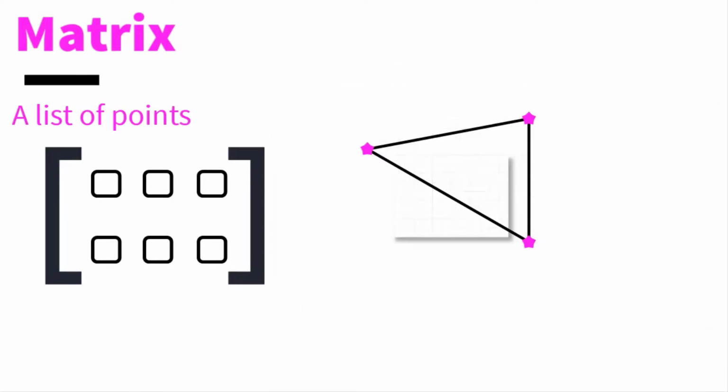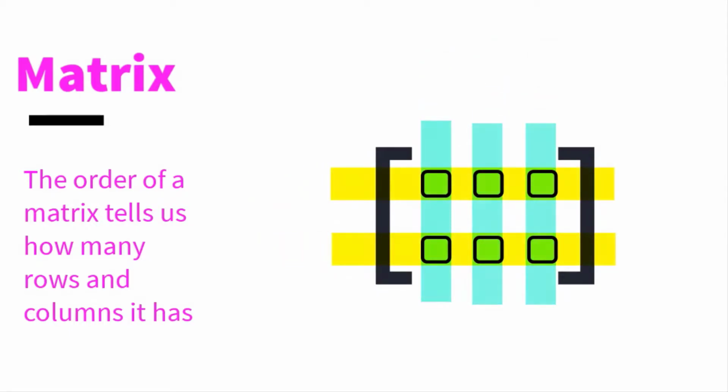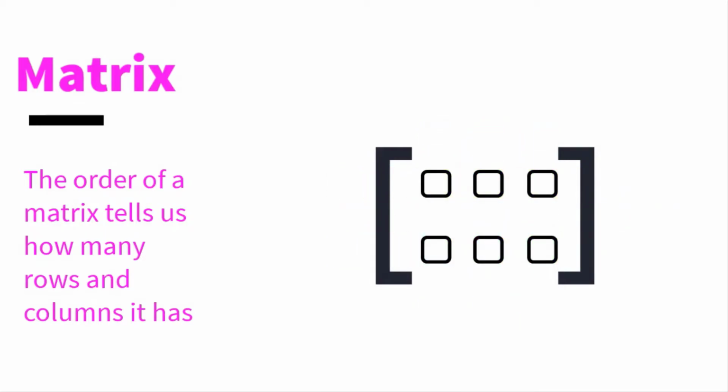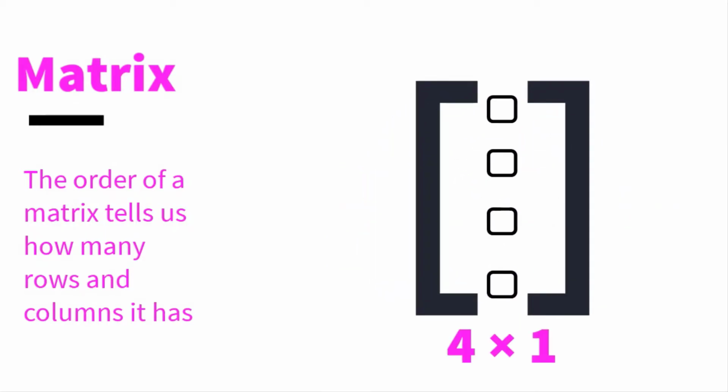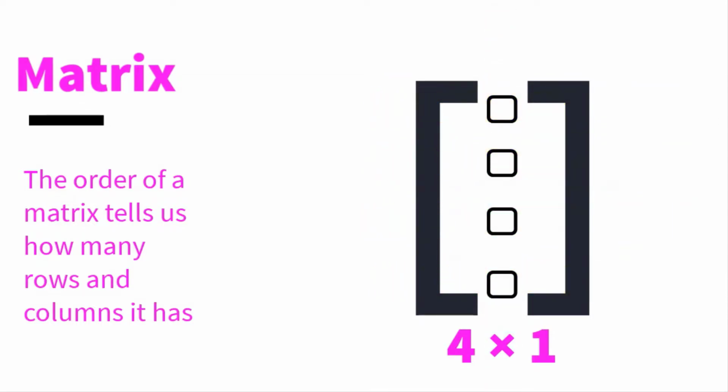Now, every matrix has an order, the number of rows and columns that it has. So the order of this matrix with 2 rows and 3 columns is 2 by 3. Likewise, a 4 by 1 matrix means that the matrix has 4 rows and 1 column. Rows always come before columns.